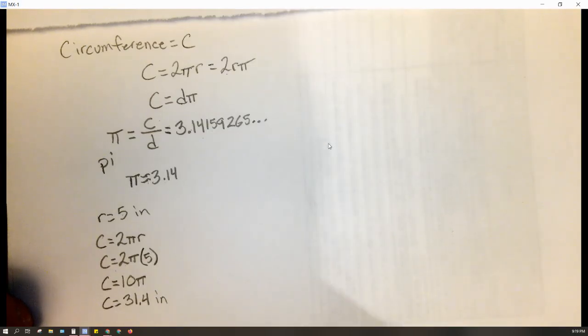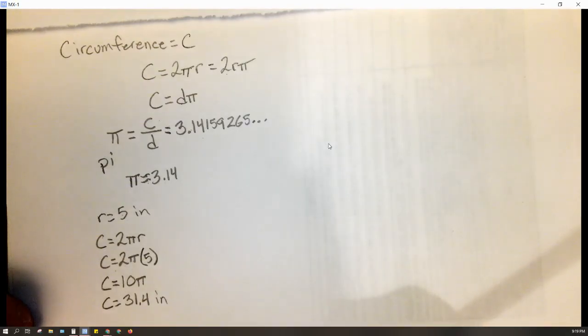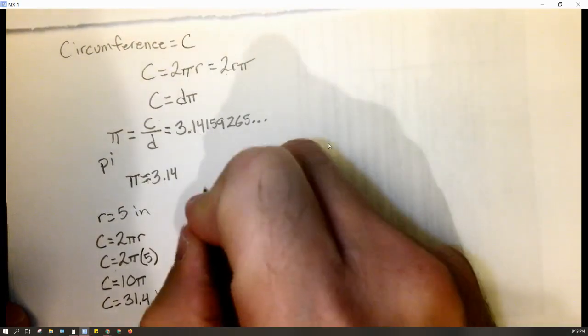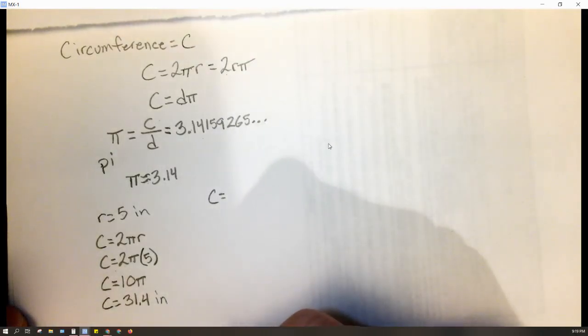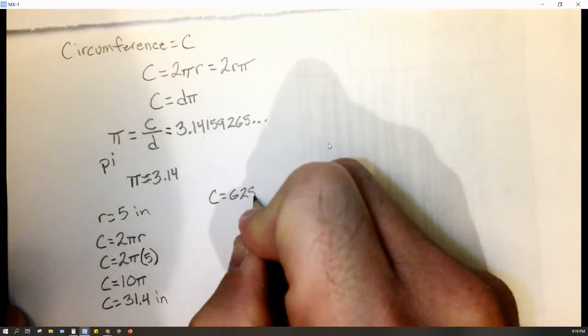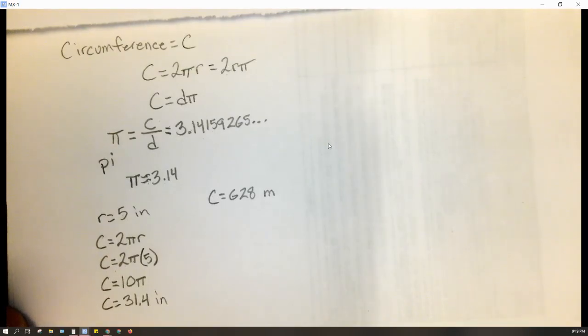Now, there is one little thing. You might be given the circumference and asked to go backwards. So let's say you were given a circumference of a circle, and they told you the circumference of the circle was 628 meters, let's say. They told you it's 628 meters.